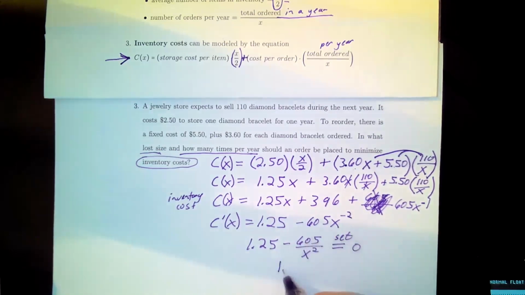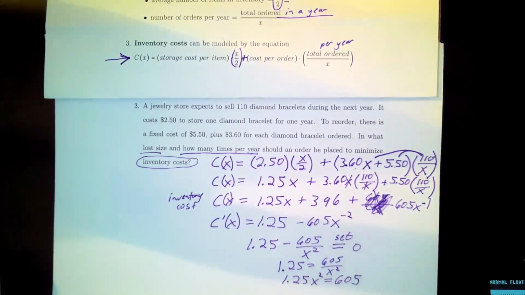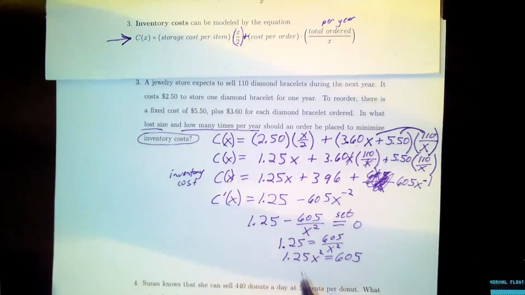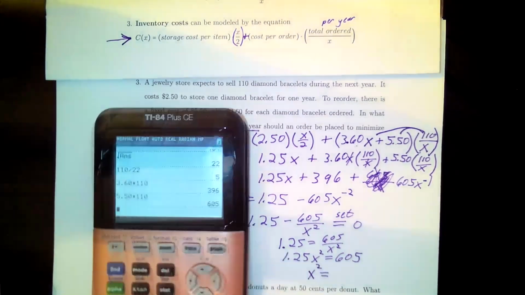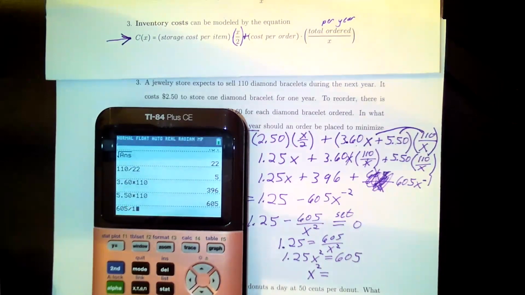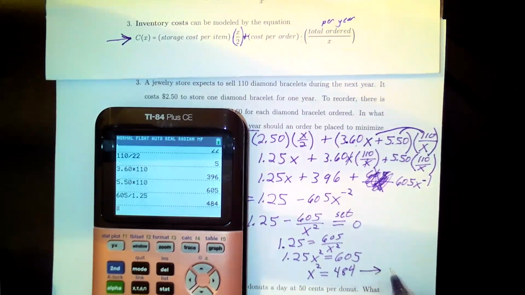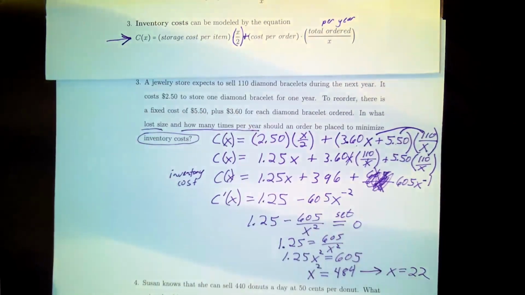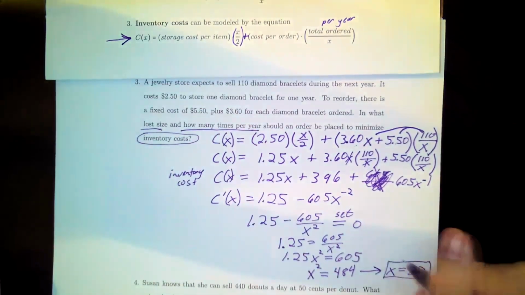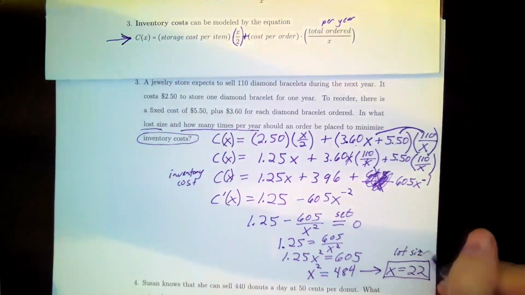Take this term and add it to the other side. Multiply both sides by x squared. Divide both sides by 1.25. 605 divided by 1.25 is 484. And when you square root both sides here, you get x is 22. So this is my lot size. This is how many bracelets you should order at once when you make an order.